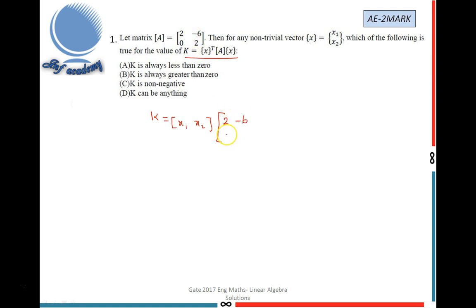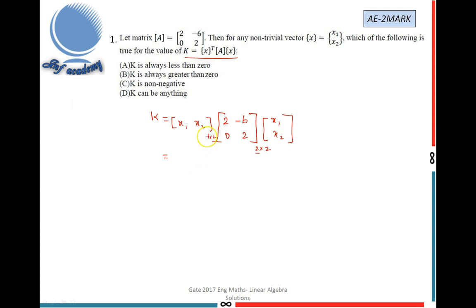Next, the A matrix is 2, minus 6, 0, 2. And x is x1 x2. Now I multiply these three matrices. First I multiply these two matrices. You can multiply two matrices only when the number of columns in the first matrix and the number of rows in the second matrix are equal. This is a 1 by 2 matrix and this is a 2 by 2 matrix. These two values are equal, so you can multiply these two matrices.